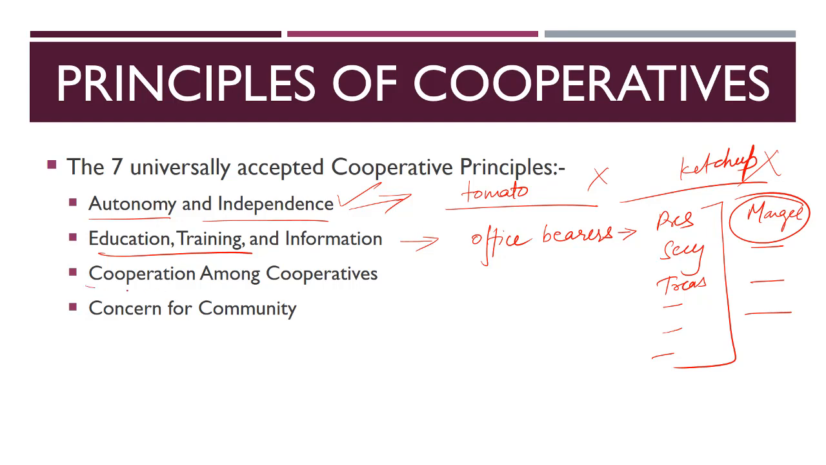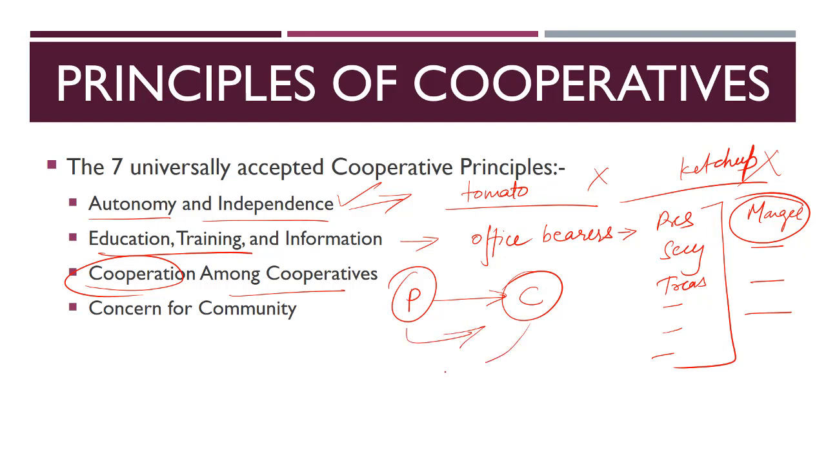The next aspect is cooperation among cooperatives. As I just told you, the cooperatives contact each other. Producer cooperatives are in contact with the consumer cooperatives so that they can sell better goods to these consumer cooperatives, and these consumer cooperatives can get cheaper goods of better quality at a rate which is beneficial to both producer as well as consumer.